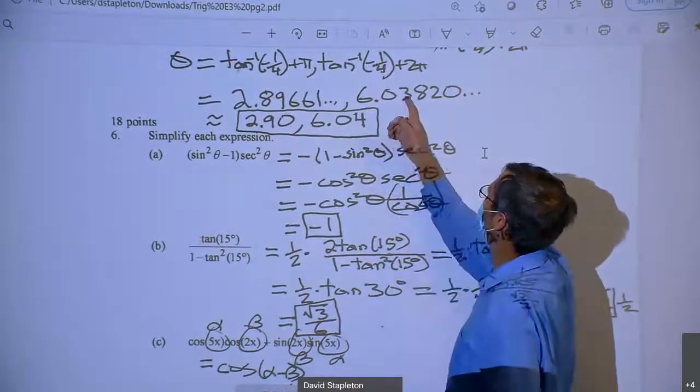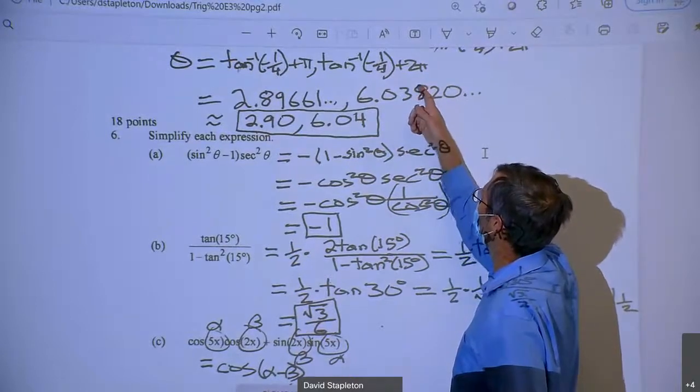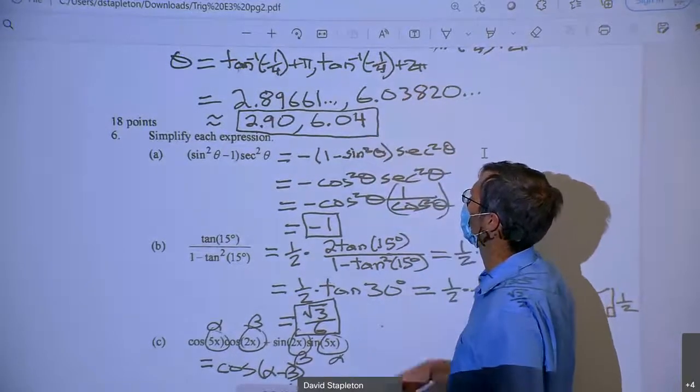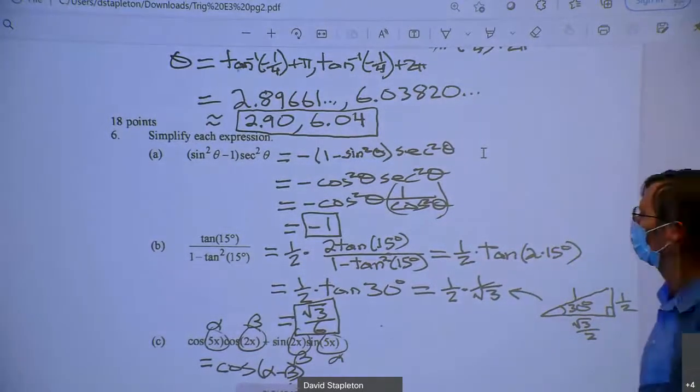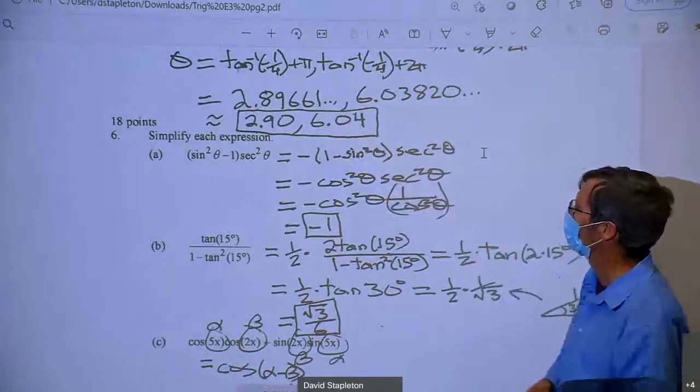Similar over here, 6.038, blah, blah, blah. The next digit you don't want is 8, so you round up to 6.04. Those are the 2 answers I was looking for there, correctly rounded at 2 decimal places, 2 places after the decimal point.